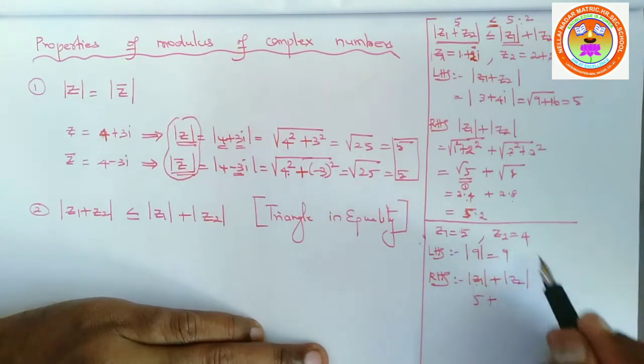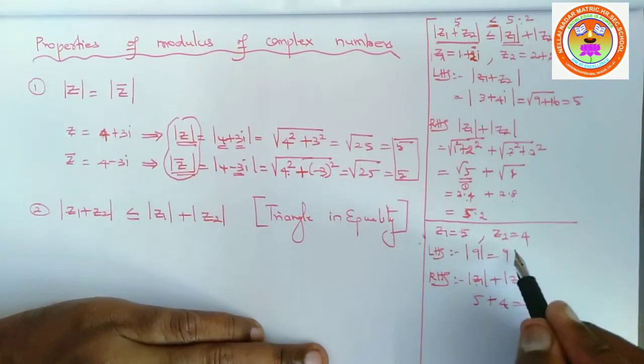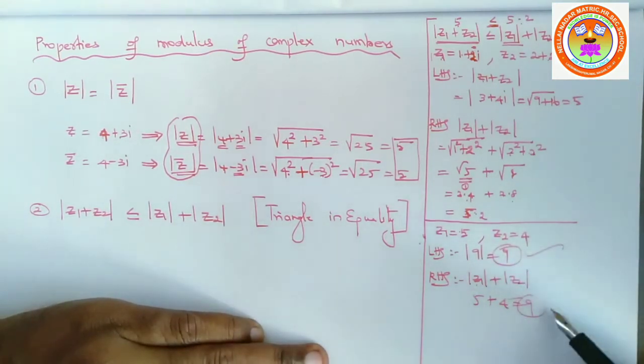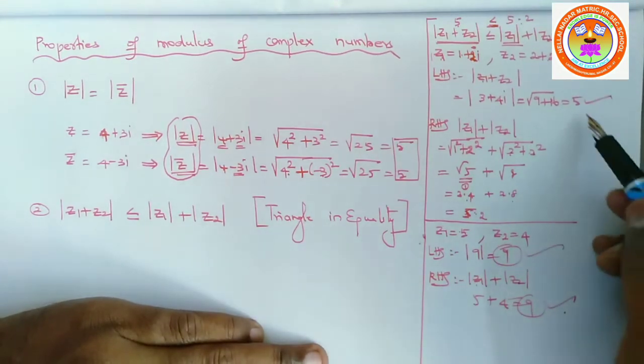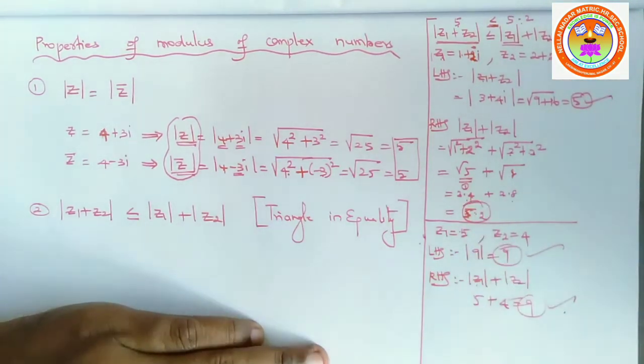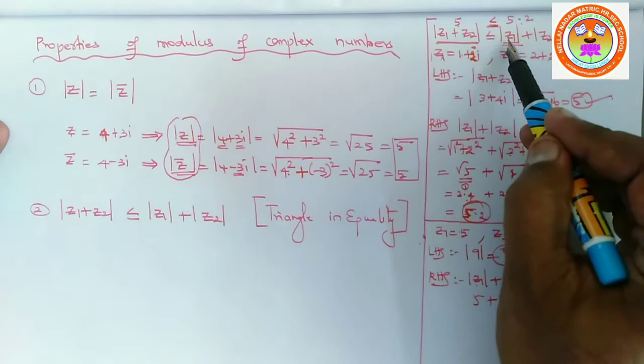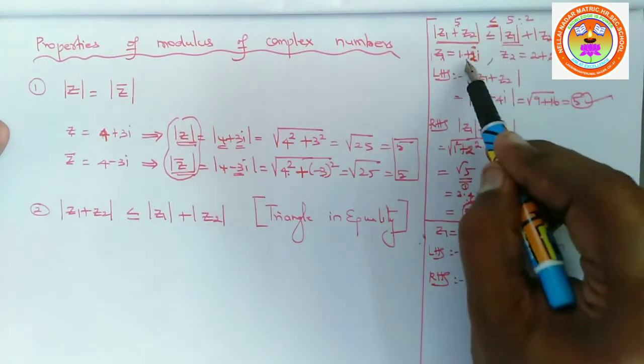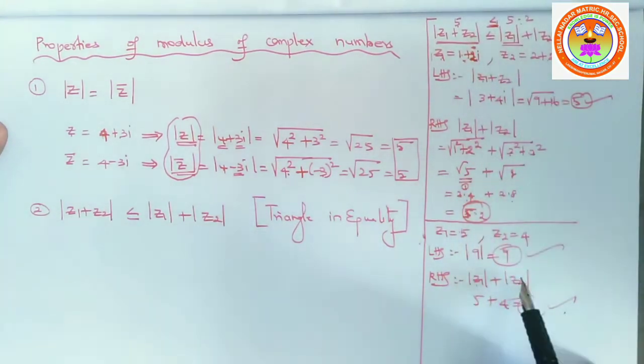Modulus of Z2, modulus of 4 is 4, the answer is going to be 9. So this one is equal, LHS and RHS are equal. For this one, the value 5 is less than 5.2. So when real and imaginary parts are both present, it will be less. When only real is present, it will be equal. This is less than or equal to. We have got less than or equal to.